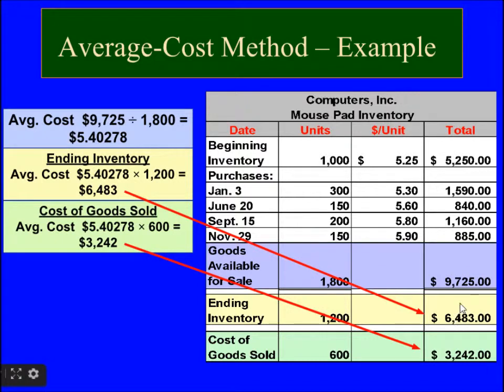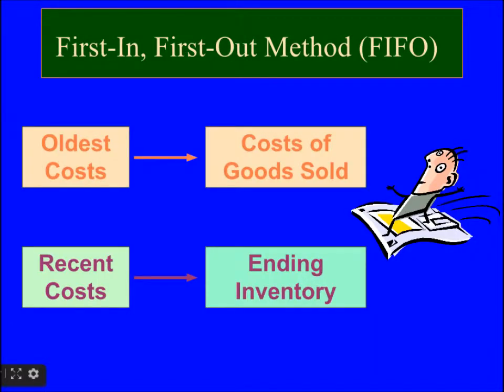And then cost of goods sold can be calculated by just doing goods available for sale minus ending inventory, or we can again use the same method because we know the number of units for cost of goods sold. So we can just multiply the number of units with the average cost price to get the value. So that was very simple.